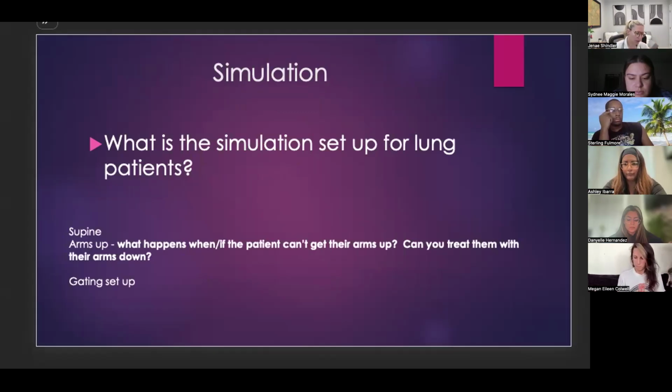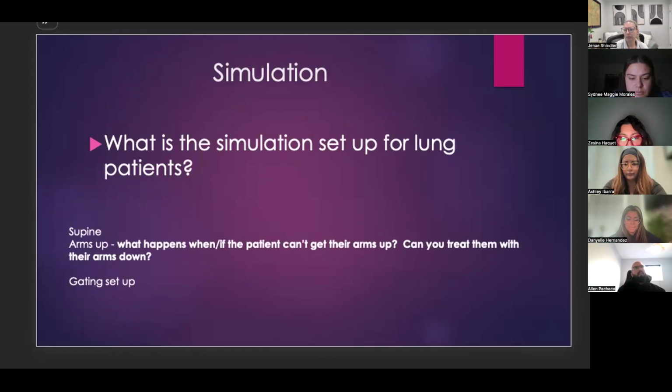Alan, did you see a lung? Was it IMRT, 3D, or SBRT? The lungs I saw, I did see a couple of them. I want to say at least one was SBRT. Okay, that SBRT specifically, how'd you guys set it up?